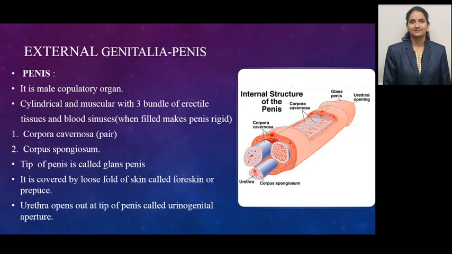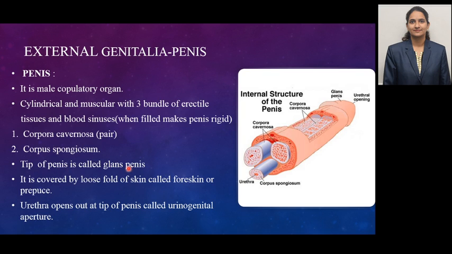All three together form the three bundles of erectile tissues. Other than this, there is the presence of blood sinuses, and these blood sinuses when filled make the penis rigid and erect in structure. Next, move towards the tip of the penis.